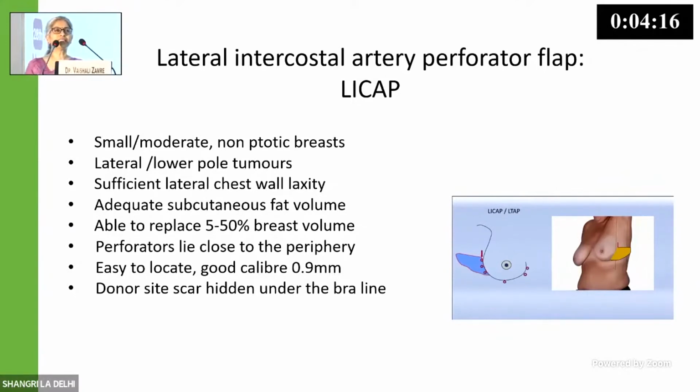In case the tumor is large, then usually we either use neoadjuvant chemotherapy or some other technique is utilized. These LICAP flap perforators are easy to locate, and they are of good caliber. The other advantage is that the donor scar, although it is sometimes long, can be very well hidden under the bra line.